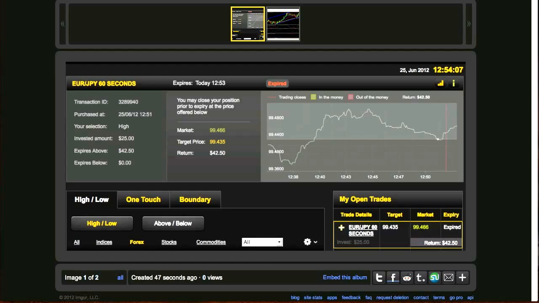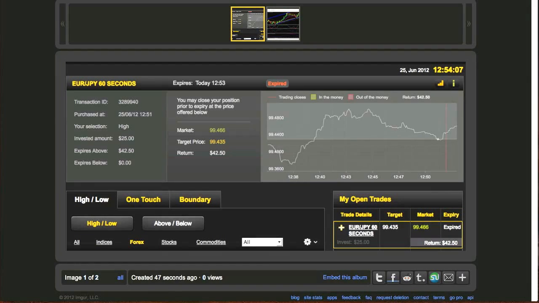And so, as you can see, it was a call option that was placed in at 99.435, resulting in the market ending at 99.465. So just over 3 pip winner, which is great in 60-second binaries. That means you really got the direction right. And the investment amount was $25, resulting in a payout of $42.50. So let's get into the chart work, shall we?